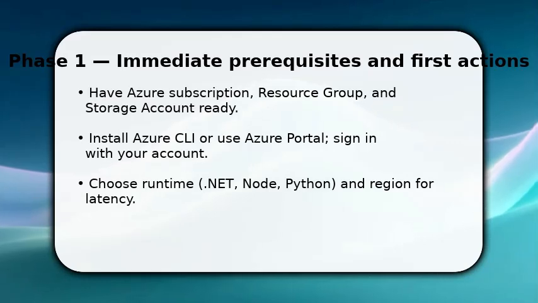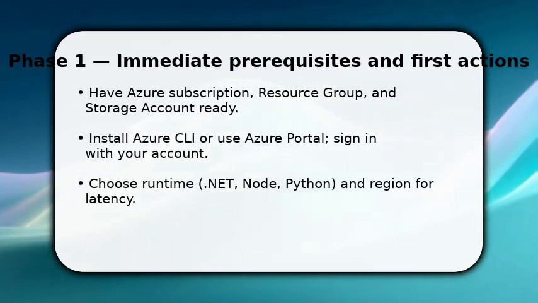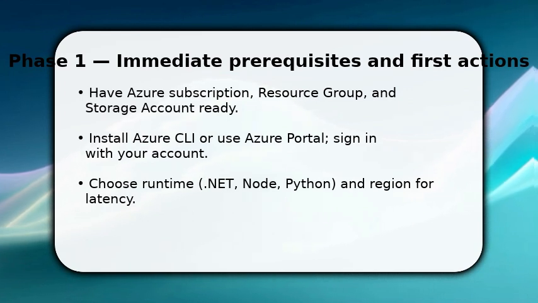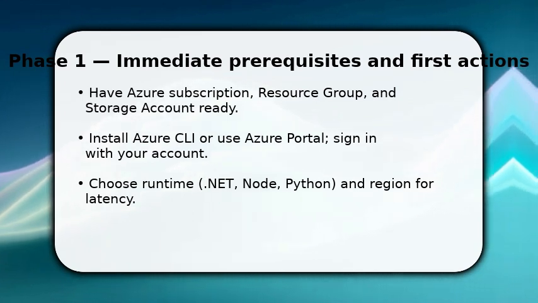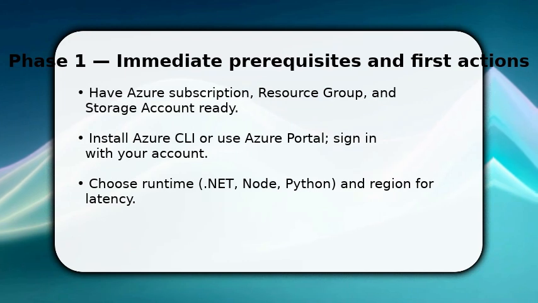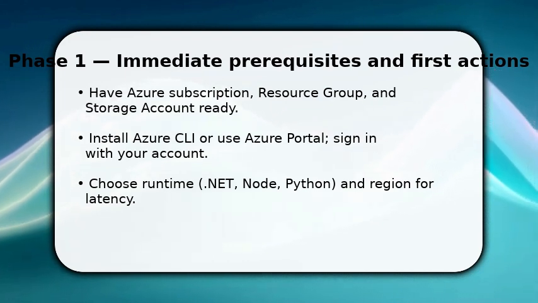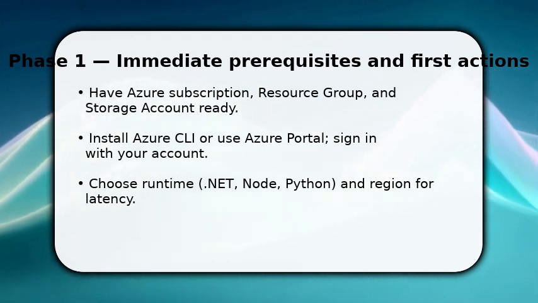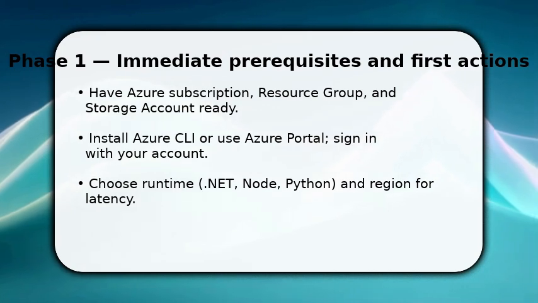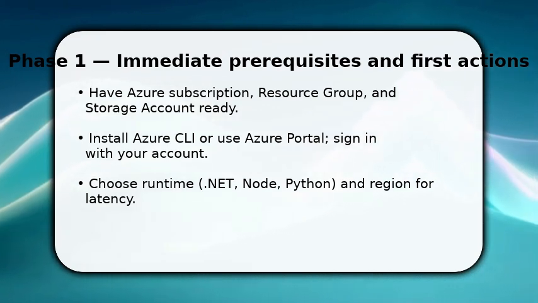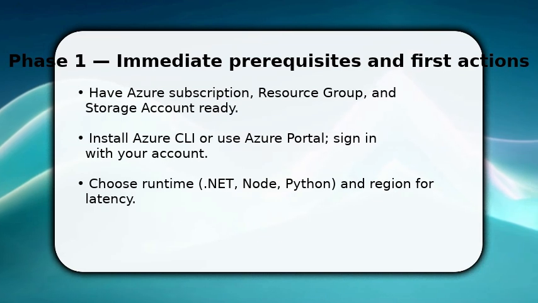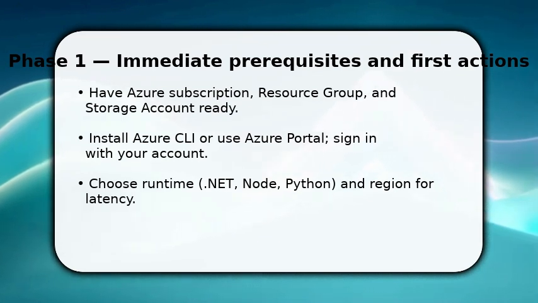You start by confirming prerequisites: an Azure subscription, a resource group, and a storage account. These are required. Open the Azure portal or terminal and sign into Azure CLI with az login. Pick a runtime such as .NET or Node and select a nearby region to reduce latency. Once done, decide on consumption plan versus dedicated plan based on cost and scale needs.